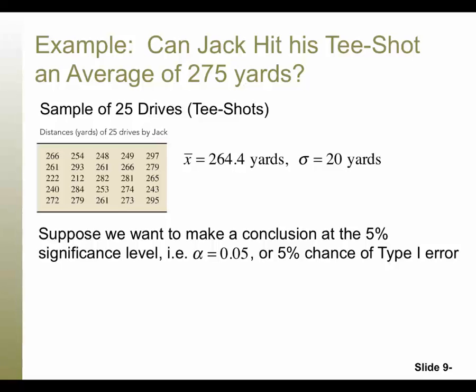So he hits 25 drives, and these are the distances in yards of those 25 drives. The sample mean, right, this is our X bar. So of those 25 drives, his sample mean was 264.4. And this is the population standard deviation. So in general, for people hitting drives, we're assuming a standard deviation of 20 yards.